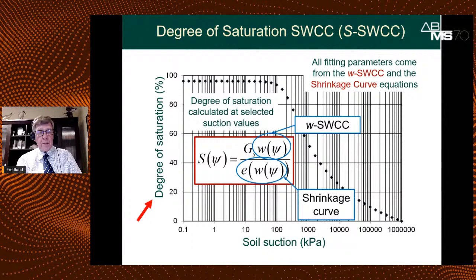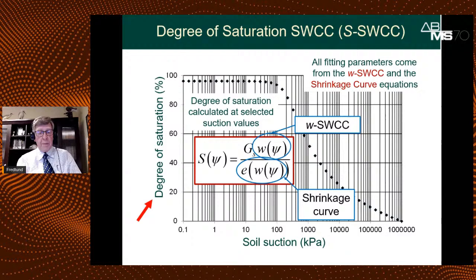The degree of saturation soil water characteristic curve can be obtained by dividing the gravimetric soil water characteristic curve by the shrinkage curve equation. It should be noted that the gravimetric water content soil water characteristic curve can be used without the need of the shrinkage curve data in cases where there is no volume change in the soil as soil suction is increased.